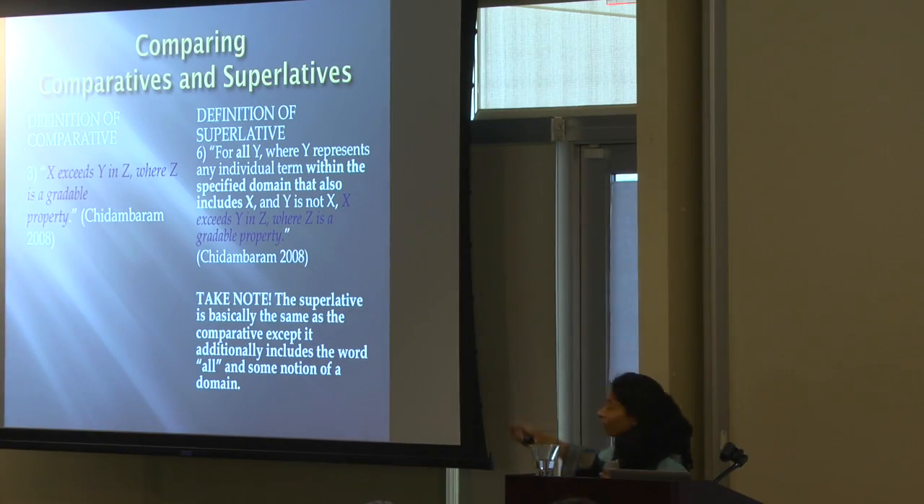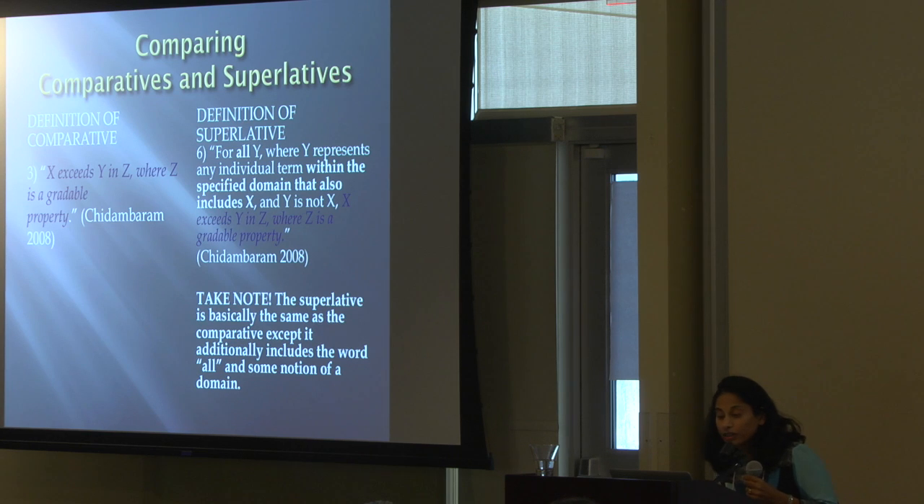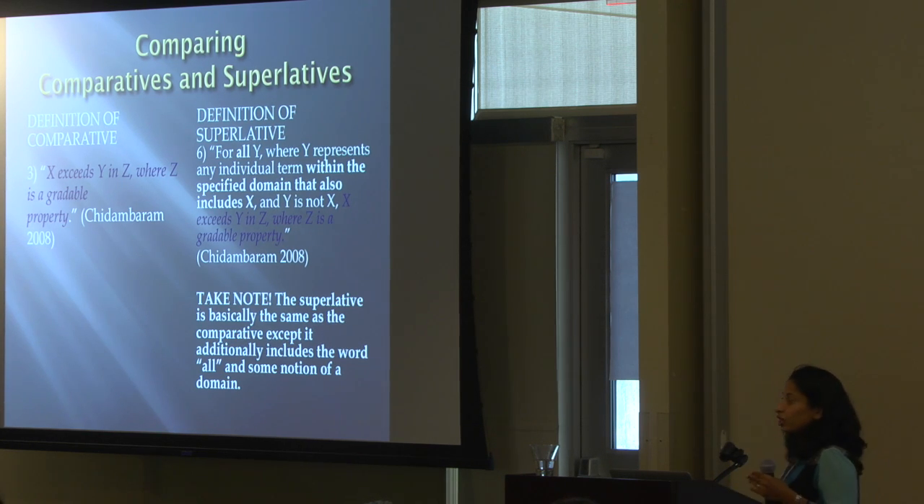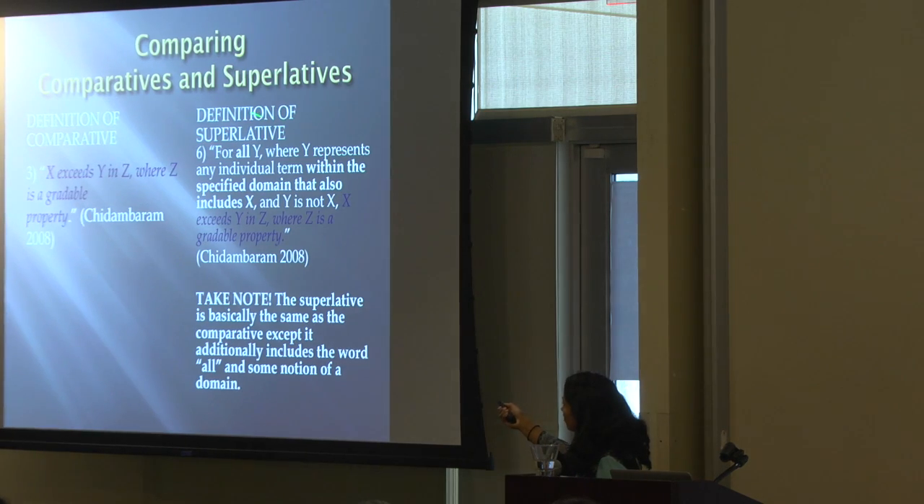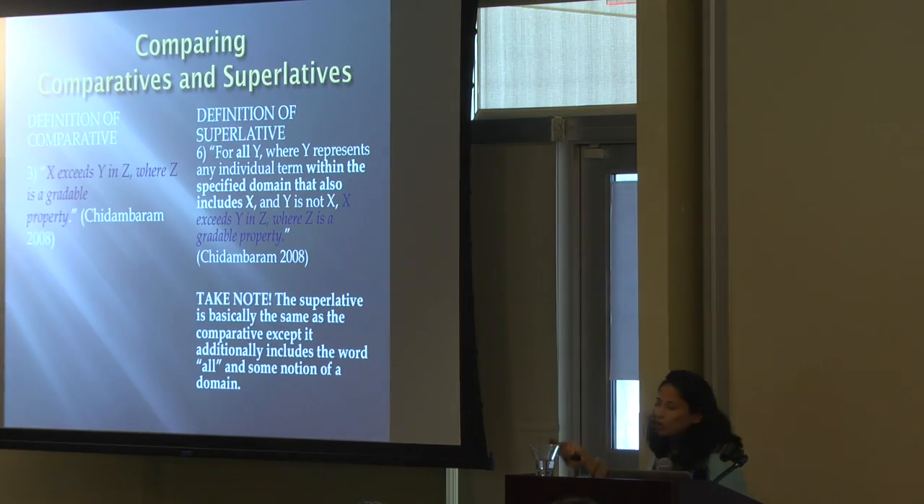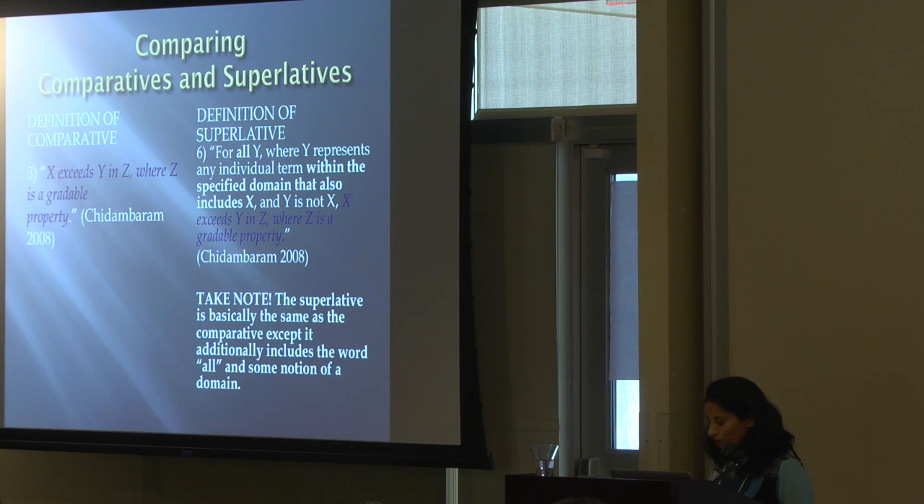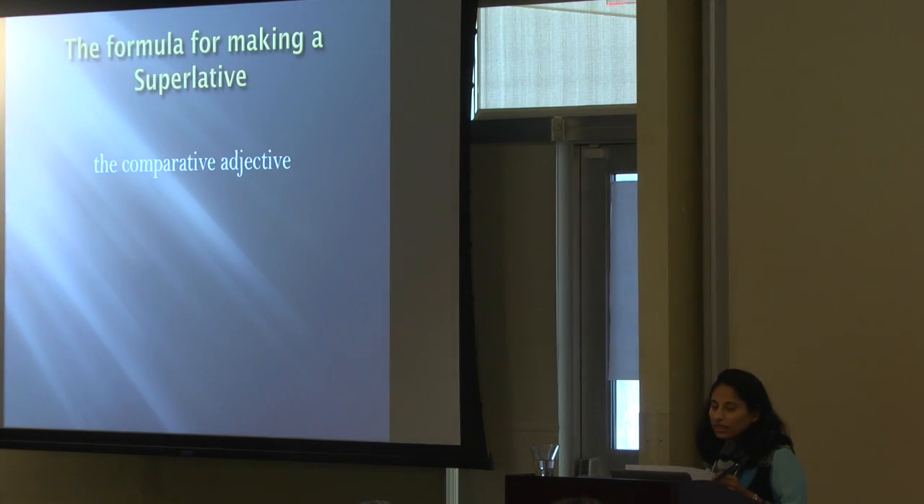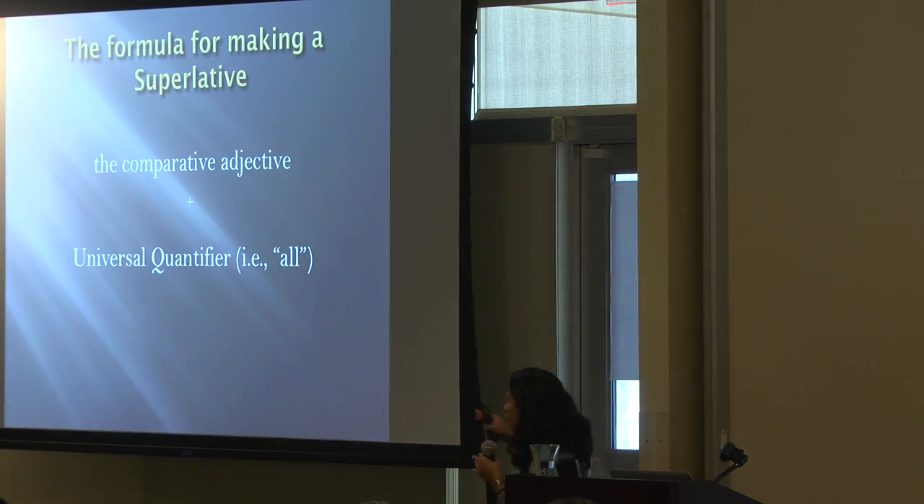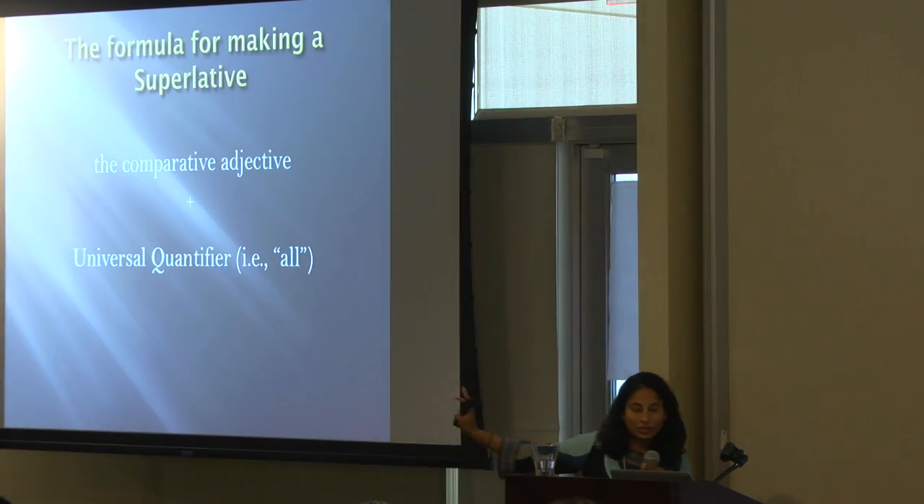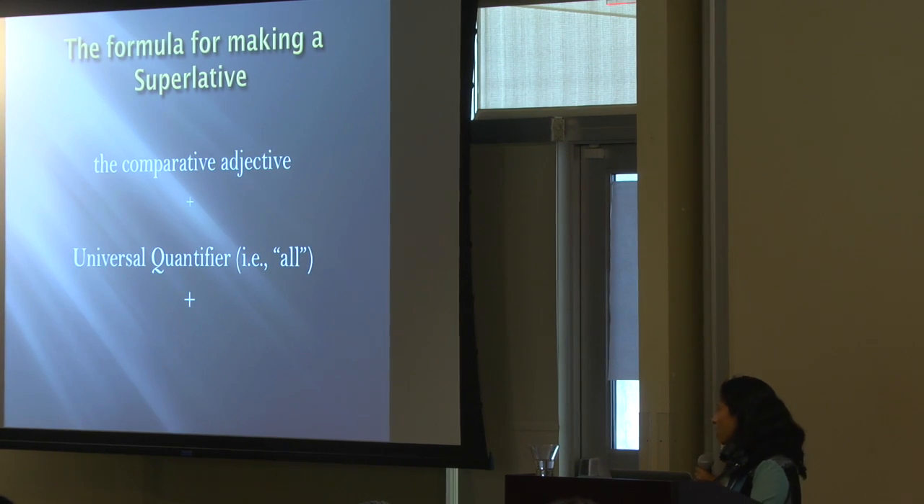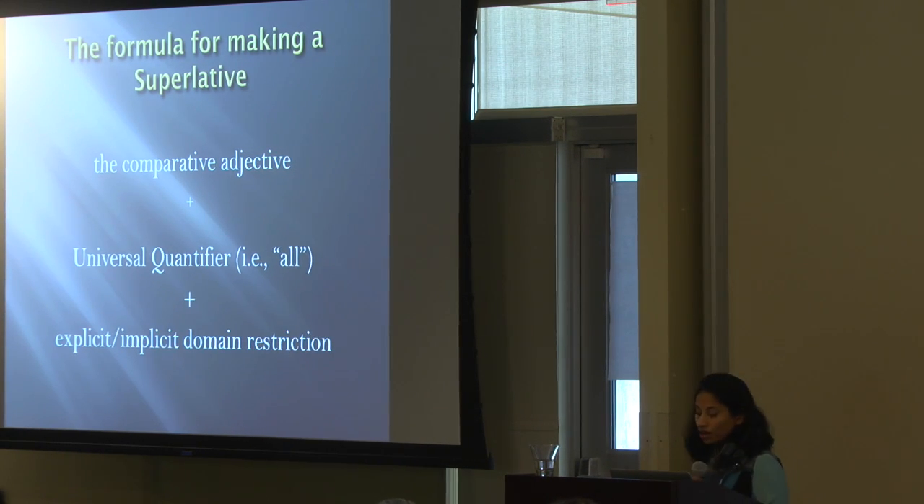That is to say, the definition of the comparative is embedded in the definition of a superlative. But additionally, the definition of a superlative includes the word all and this notion of a domain, a specified domain. And we'll get to exactly what each of these things is. But basically, the formula for making a superlative degree adjective is the comparative adjective, so worse, plus what I can call a universal quantifier, basically the word all, and what we could call a domain restriction, either explicit or implicit.